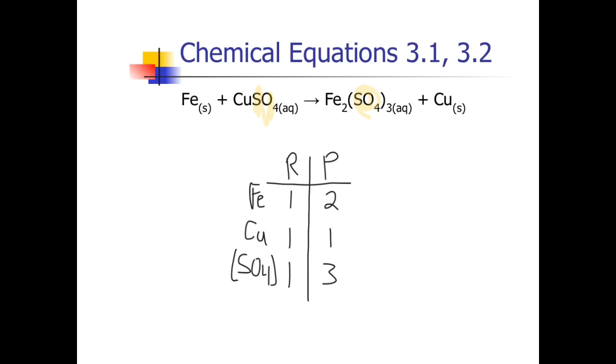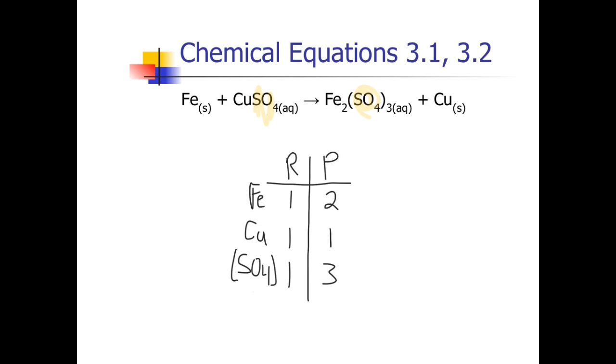We can see now that we have some things that aren't balanced. Now, a lot of times students go, where do I start? You have to start somewhere. So you might as well start with, say, the sulfate. It's a polyatomic ion. It's somewhere and everywhere.